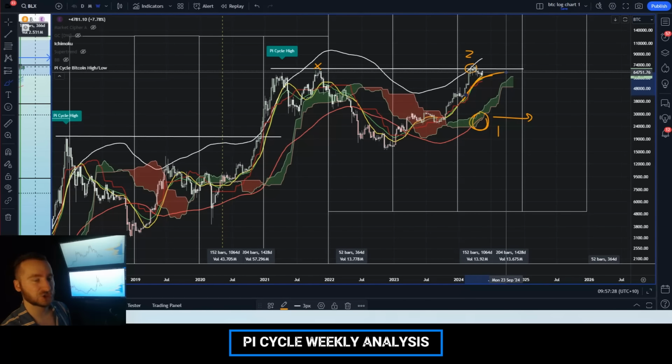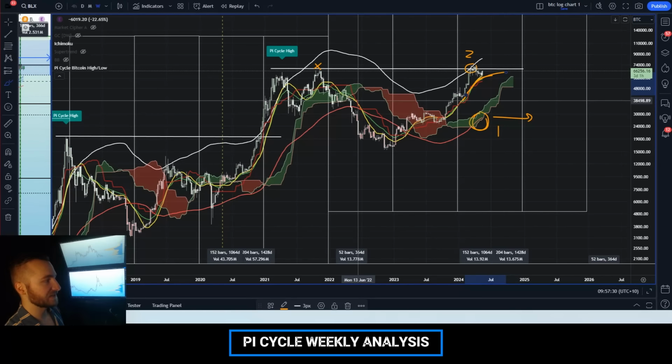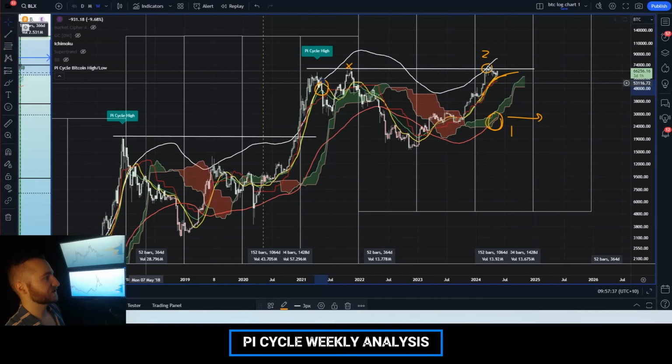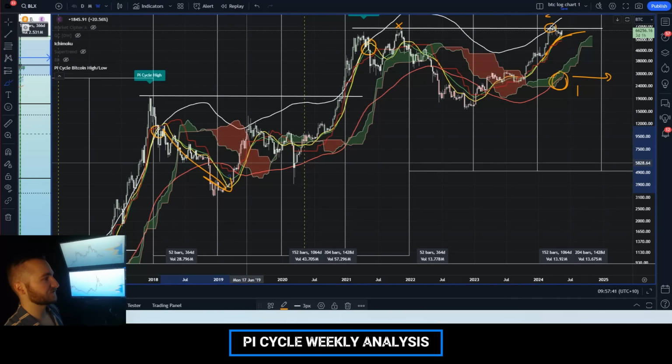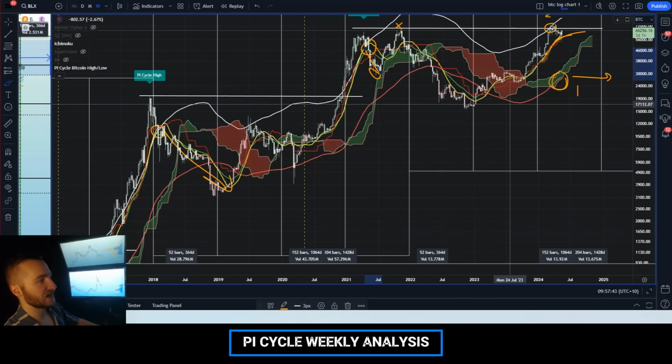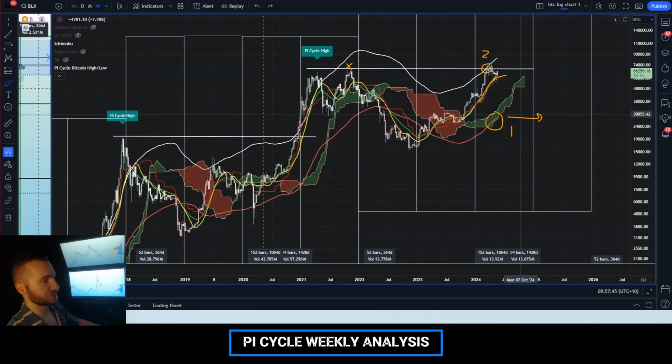The invalidation of the uptrend is when we see the price action break down both of the green and yellow lines. That is when we see a bear market. That is when we see a macro downtrend initiate, as we can see here and as we can see over here, guys. That is when we've seen those macro downtrends initiate.